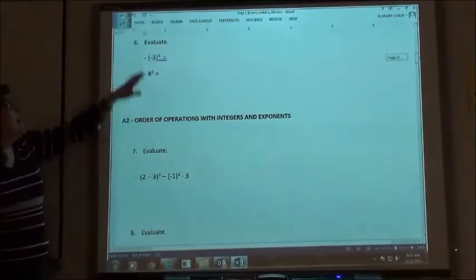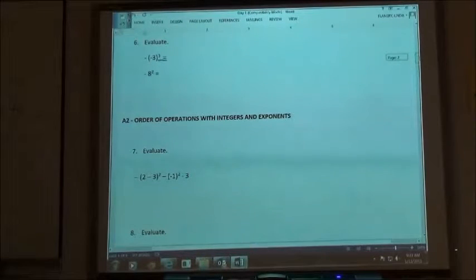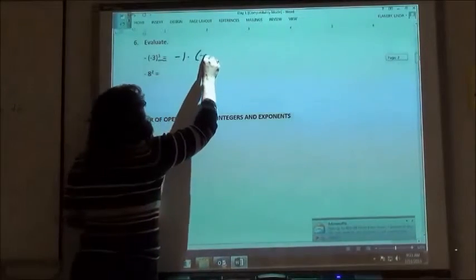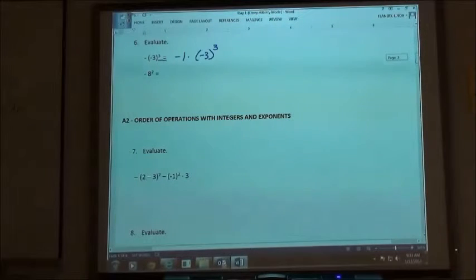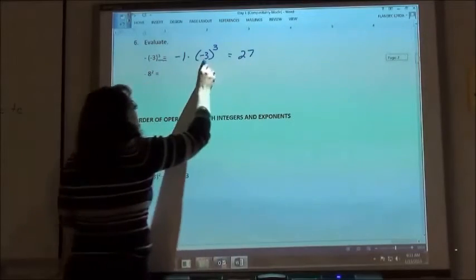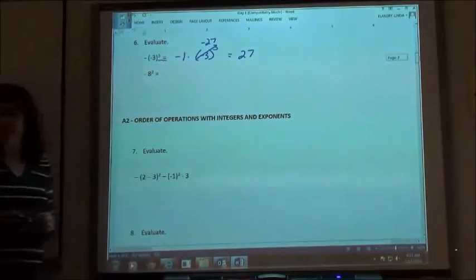Number 6, I have minus a -3 cubed. So try it on your paper. So it means -1 times -3 cubed. What are we going to end up with for an answer? Positive 27. A -3 cubed is -27, and then a negative times a negative ends up being a positive.